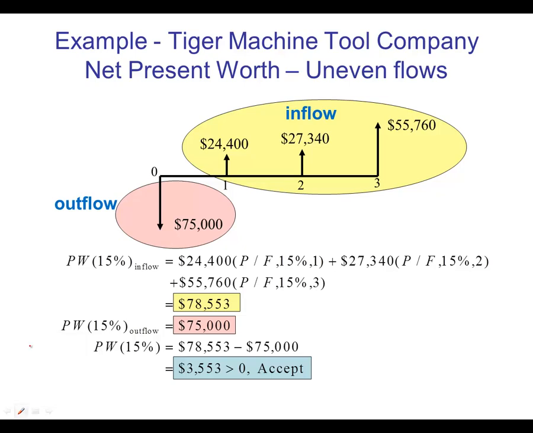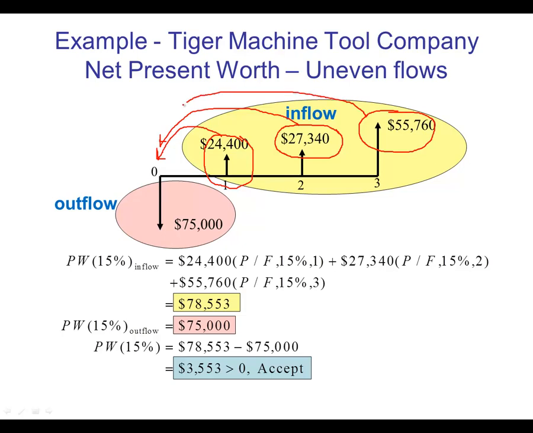If we find the present worth for the cash inflows, taking the $24,400, the $27,340, and the $55,760 to year 0, we find the present worth of the inflows at 15%, which in this case, after the calculation, is $78,553.